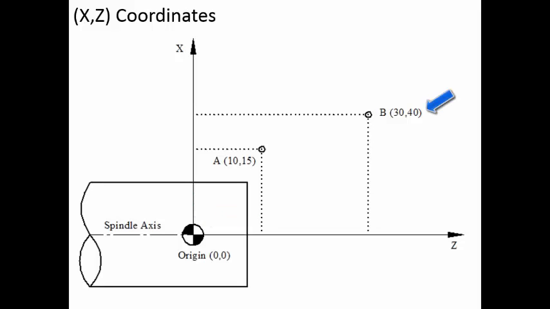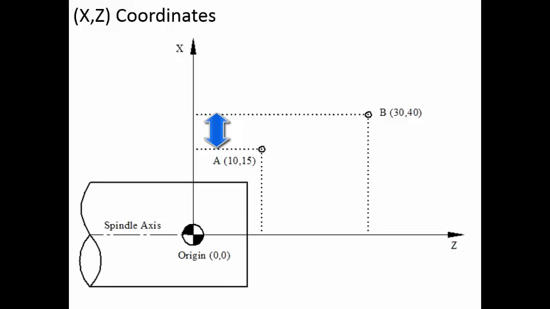If you go over here, then x is 30, which means the diameter at this point is 30, or the radius from here to here will be 15 millimeter. Then z is 40, which means from here to here it is 40 millimeter. So let us find the distance between the 2 points.